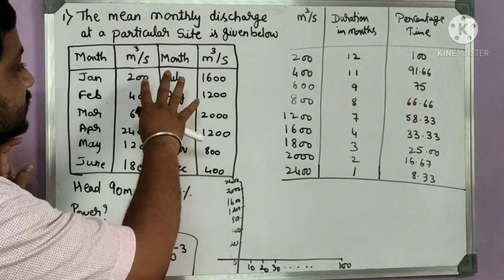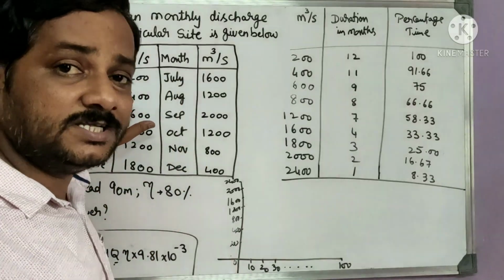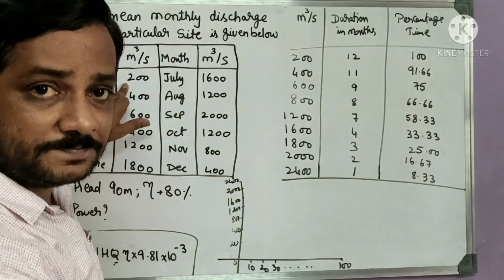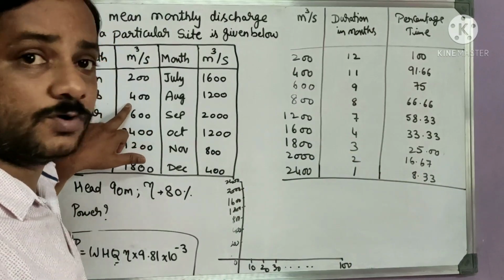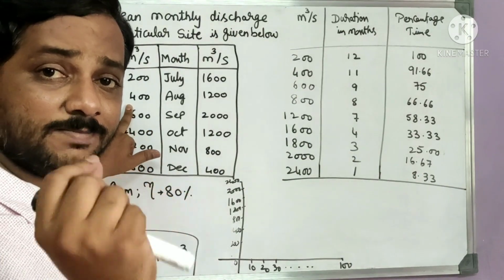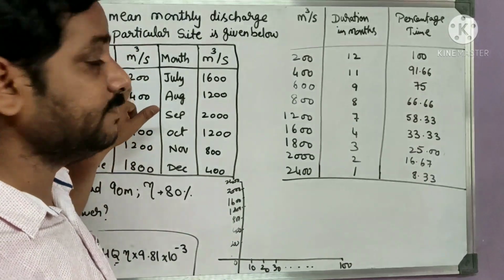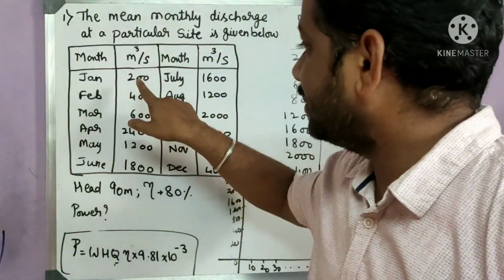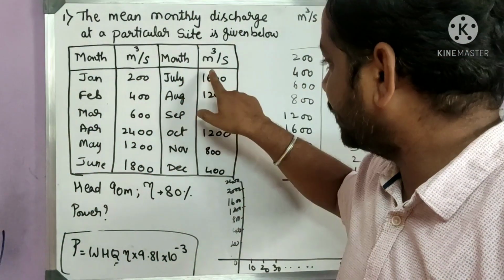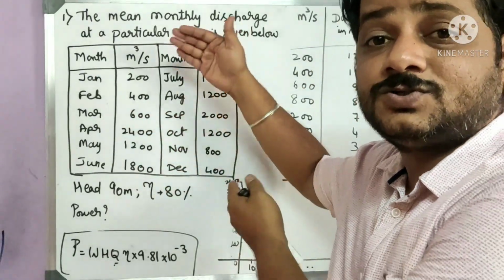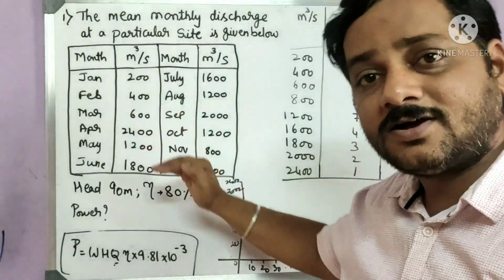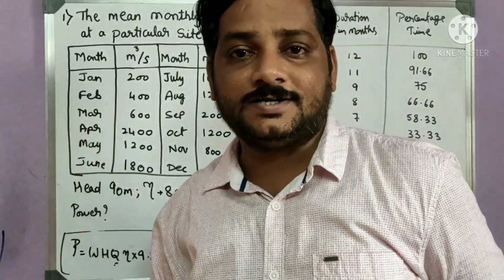Because if you look into this table now, 200 is the discharge of water in the month of January, whereas in the month of February it is 400. But I can say that in the month of February also I am getting minimum 200. This 200 is available in every month, because in every month it is more than 200. So 200 is available in all the months. So first I will write that.